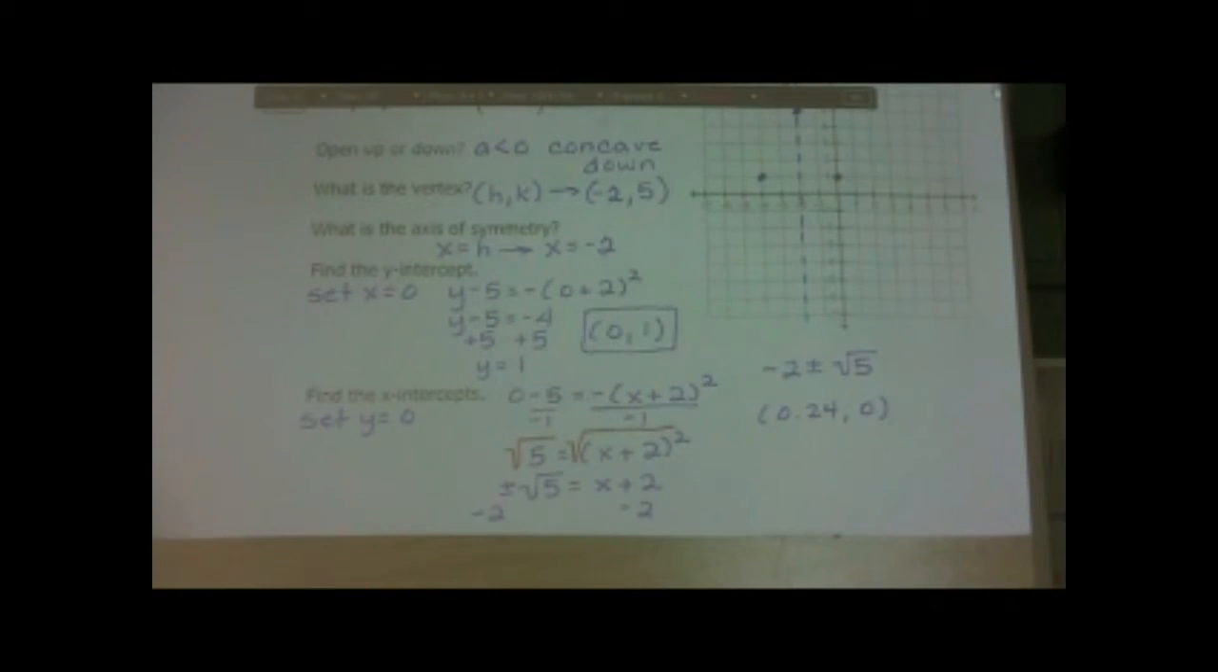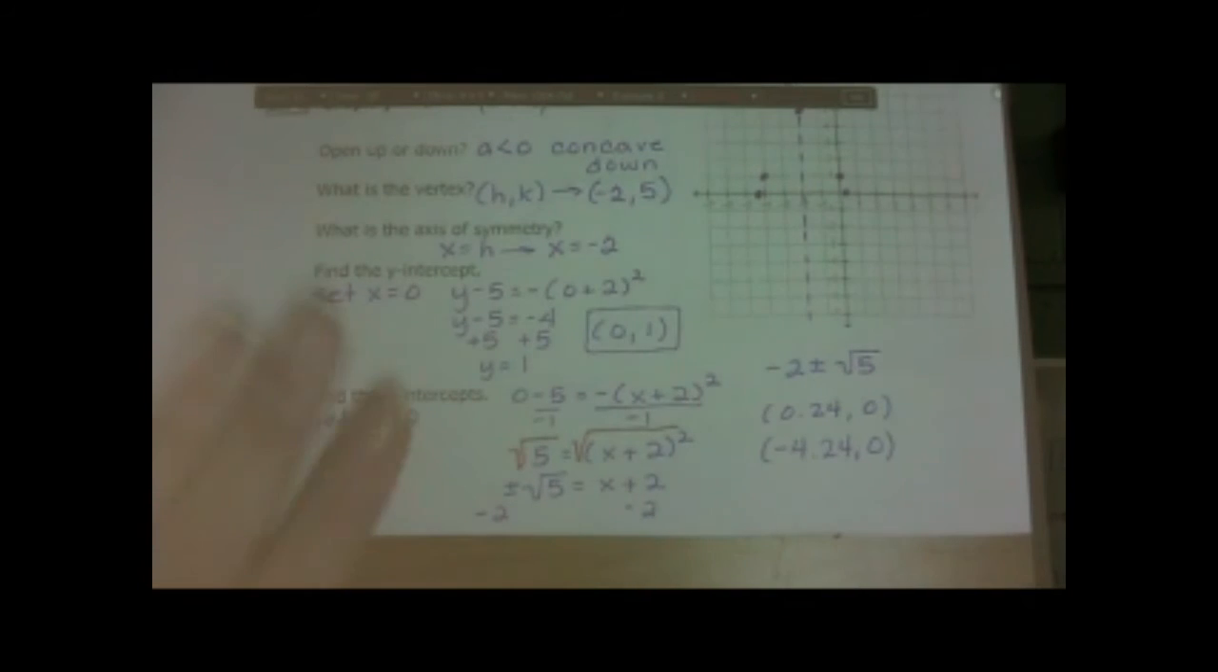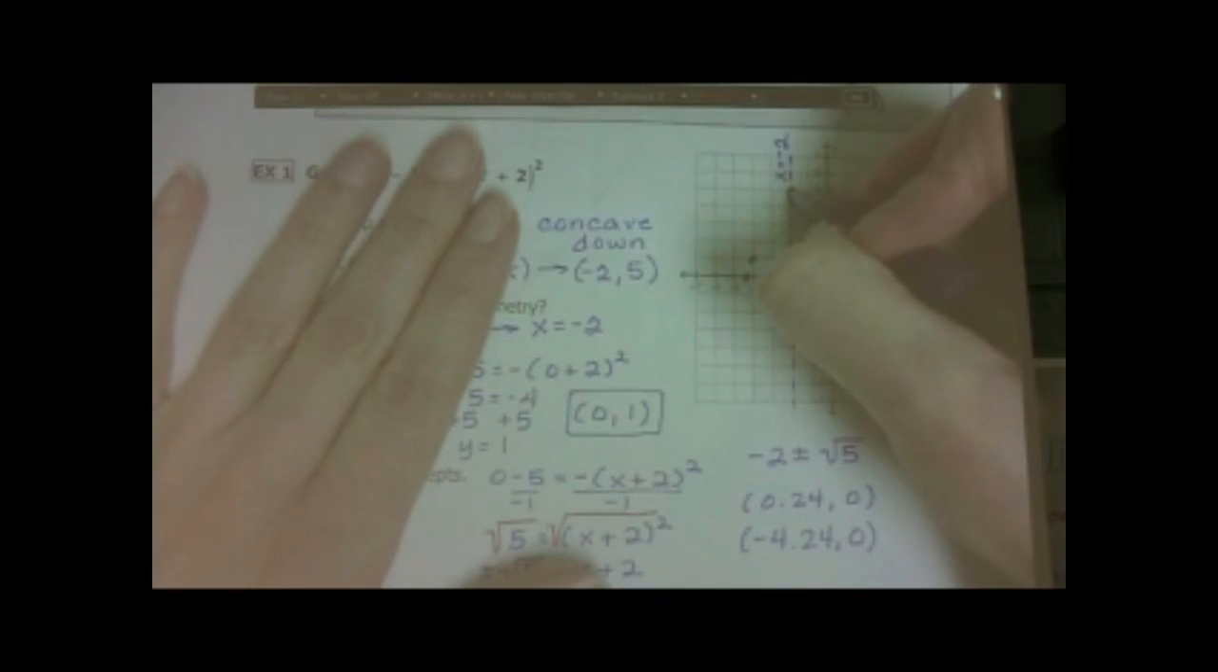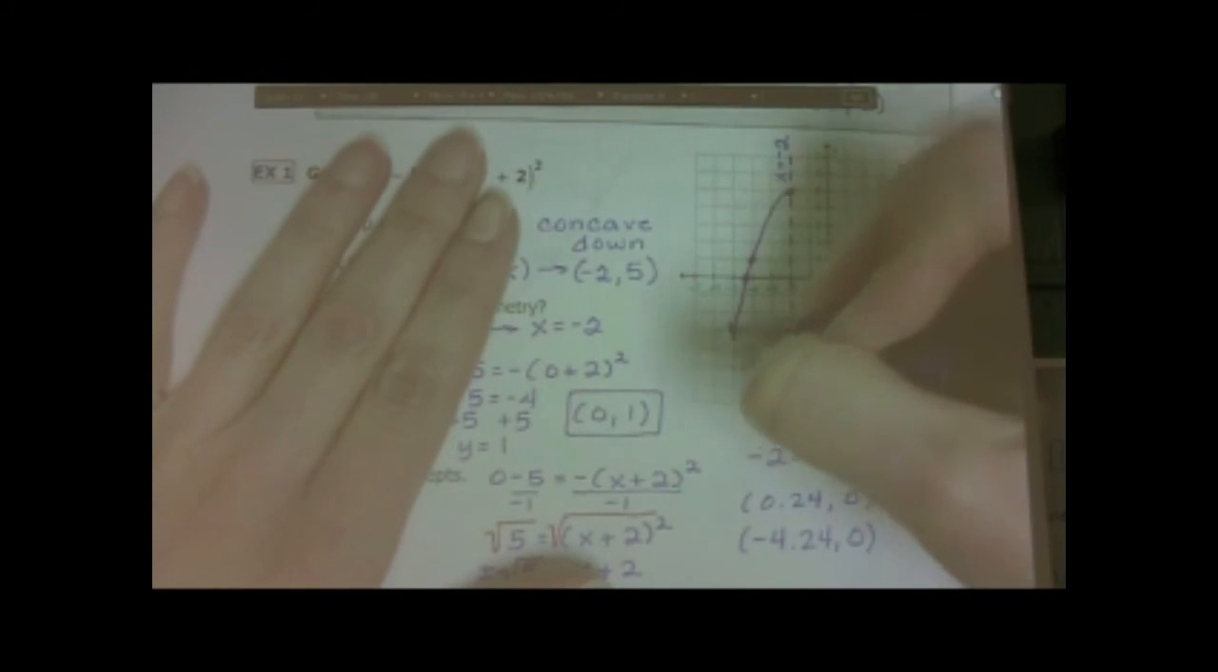Let me do -2 minus the square root of 5. And that's going to give me -4.24 comma 0. So -4.24 maybe falls around there, and 0.24 around there. So here's what I've got. I've got a lovely graph with enough points on it for me to make a pretty parabola.